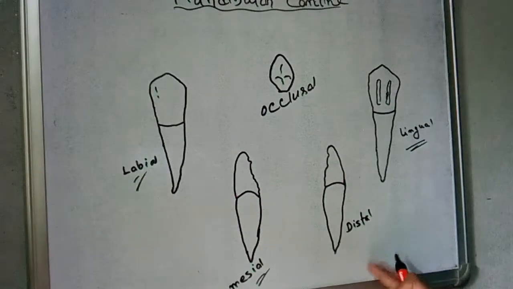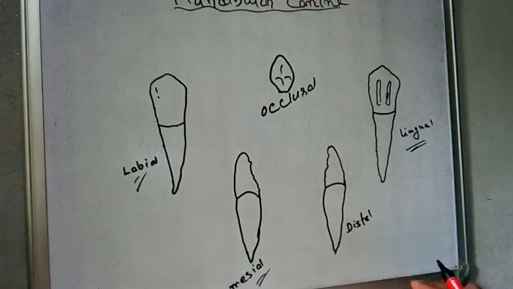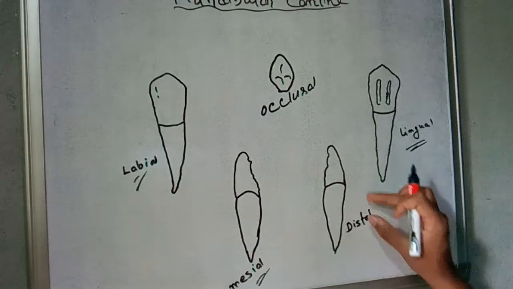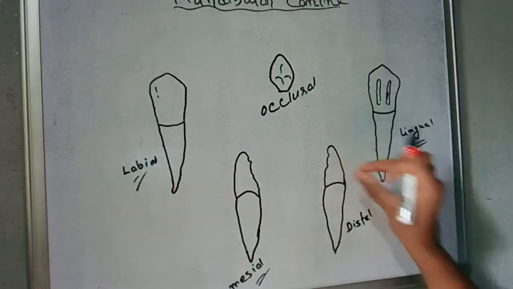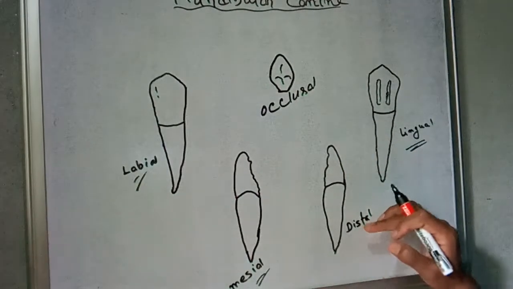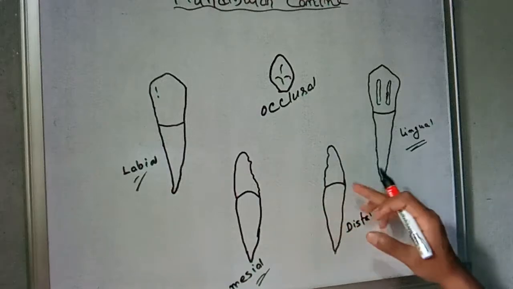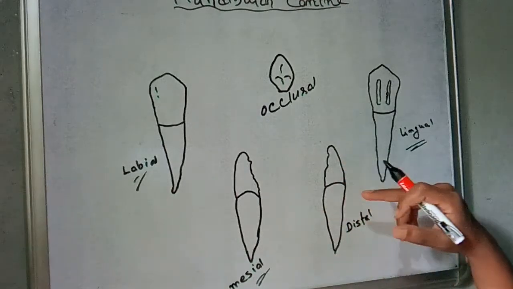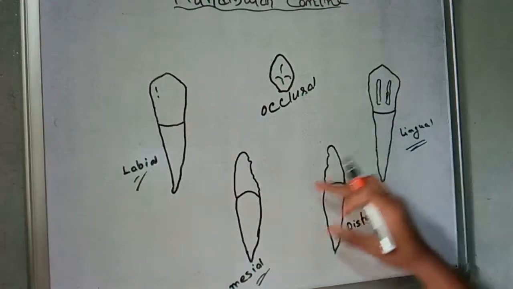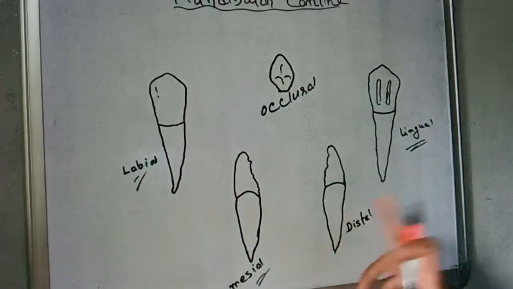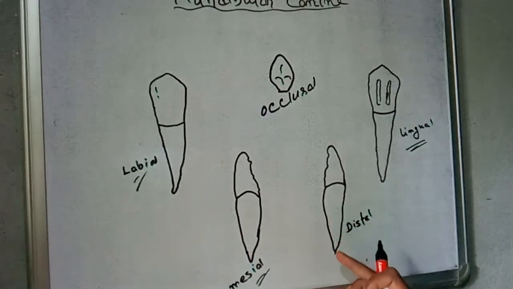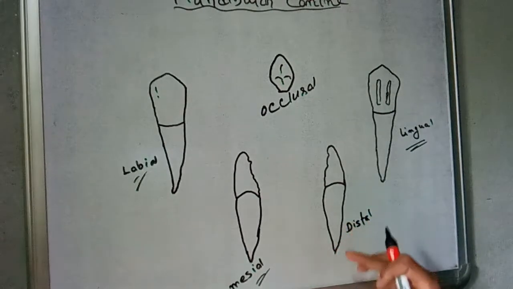Now the distal aspect. The crown is wedge shaped, but it's overall thinner than the maxillary canine. The lingual portion is smooth, and the distal aspect is very much similar to the mesial aspect. The distal contact area is more cervically located than the mesial contact area.